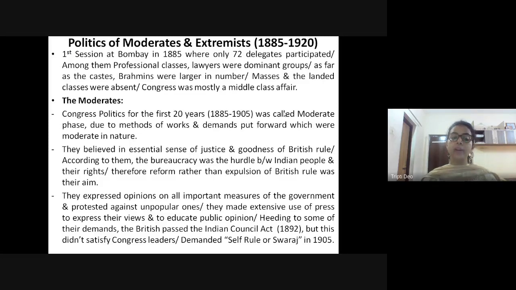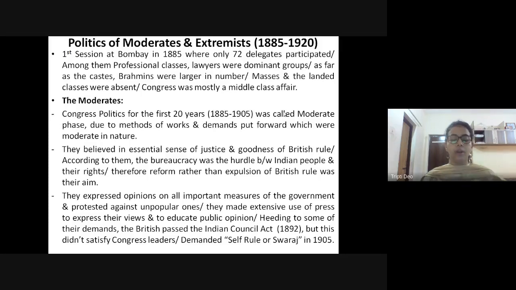So, the biggest contribution of the moderates is that they expressed opinions. Public opinion, which we talk about, means what your understanding is of something, what your opinion is, what you think about a particular issue. So they started to express their opinions and discuss those opinions among different people.